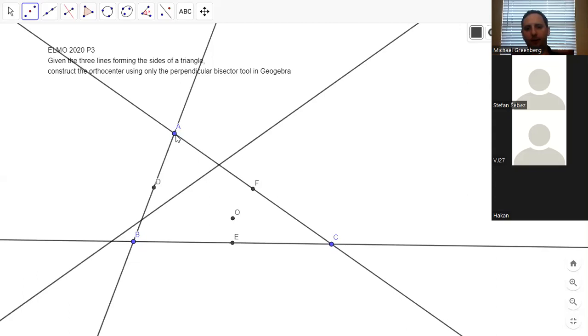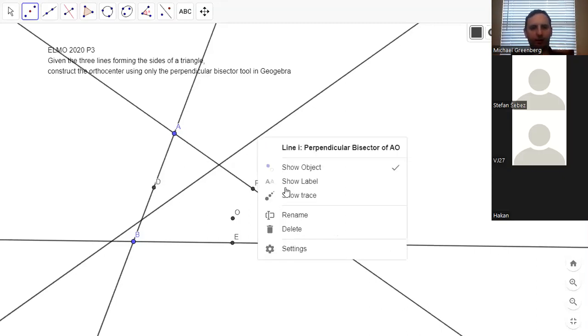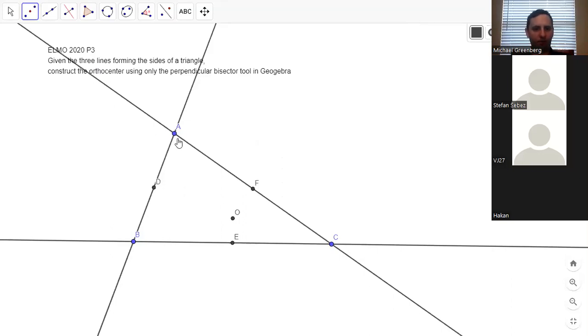So those we can find, right? It's the circumcenter of ADF. Ah, that's a good point. So we could draw the circumcenter of ADF. That's the midpoint of AO. So that's G.